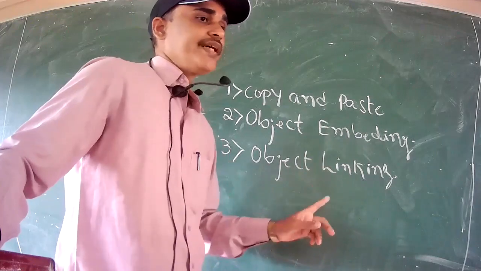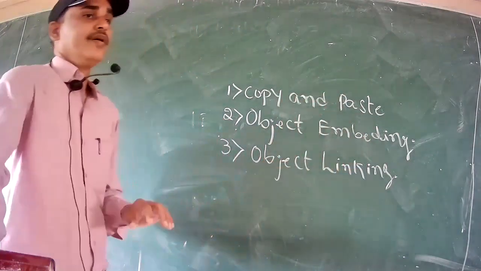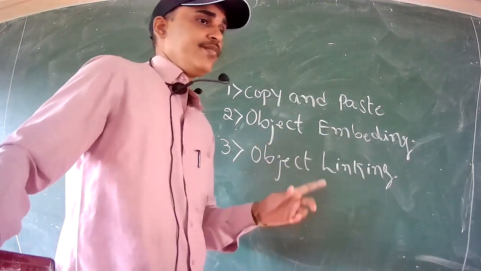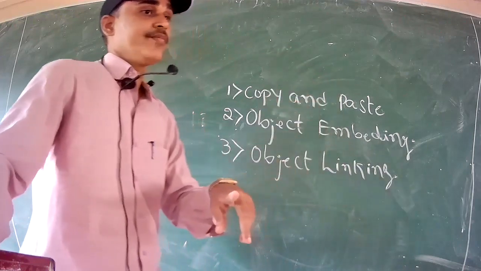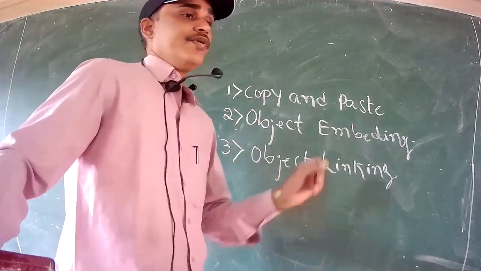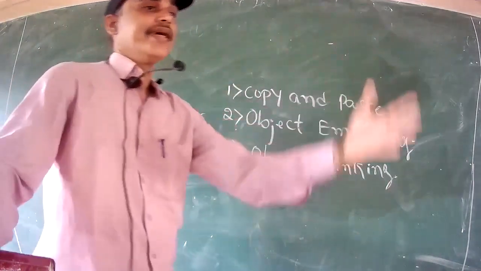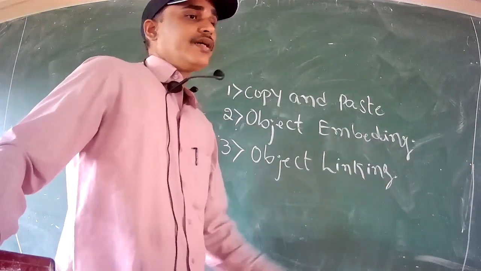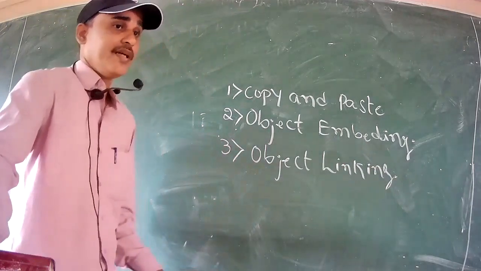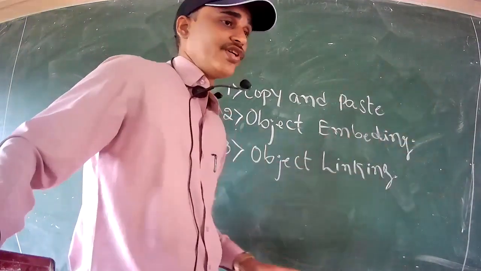In case of object embedding, what happened? A window opens in MS Word itself. You can use the MS Excel features to do the modifications, but control is not transferred to the MS Excel. But in the object linking method, what happens? If you double click on the inserted object, control is directly transferred to the other application, that is the MS Excel application, where the original data is available, isn't it? If you want to do the modifications, we are doing the modifications in the original file itself.